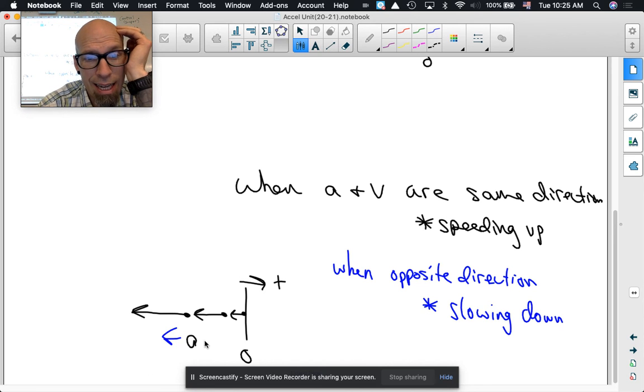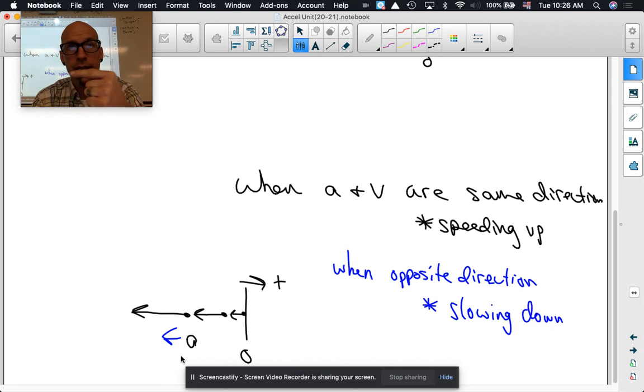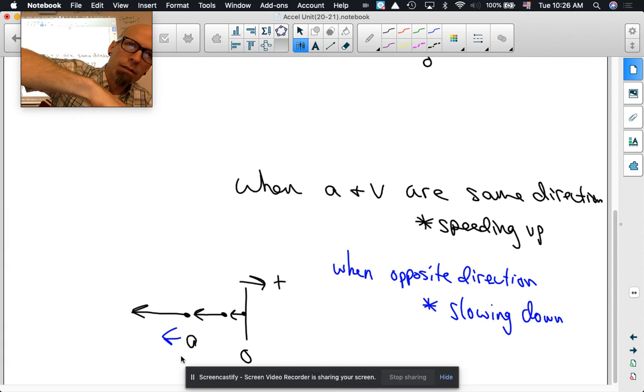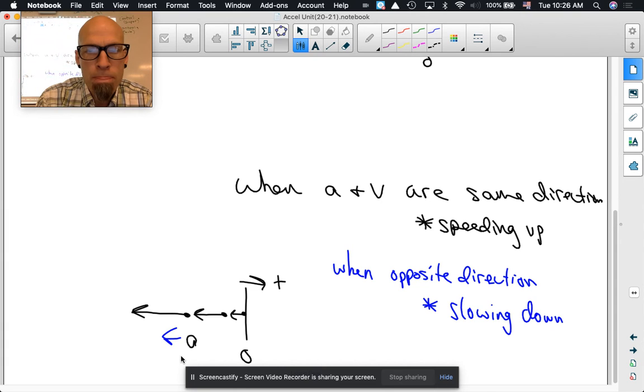And since this is the case, we know then that the slope on our VT graph has to be a negative slope. Why? Because we have a negative acceleration. Our motion map says the acceleration is negative, so that means we need to have a negative slope on the VT graph. That is what is going to help us, I hope, anyway.